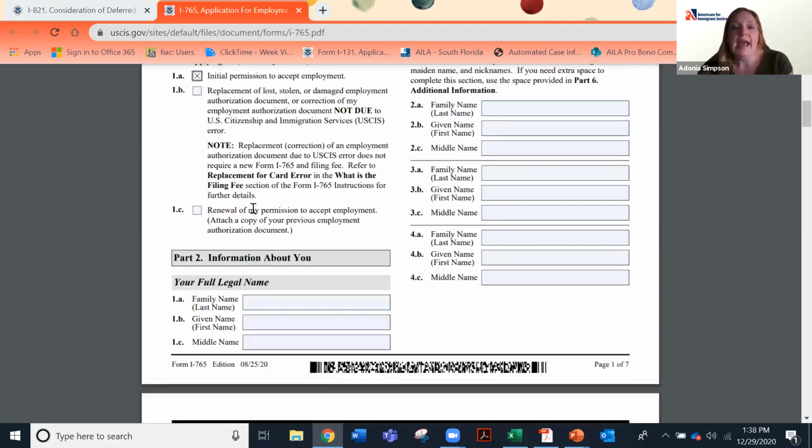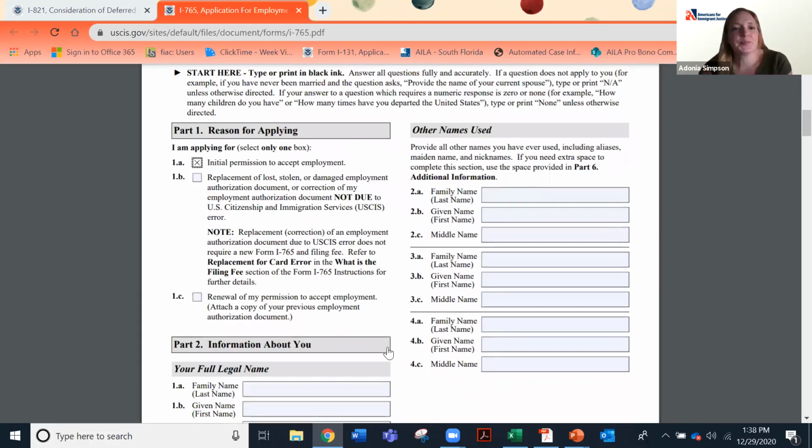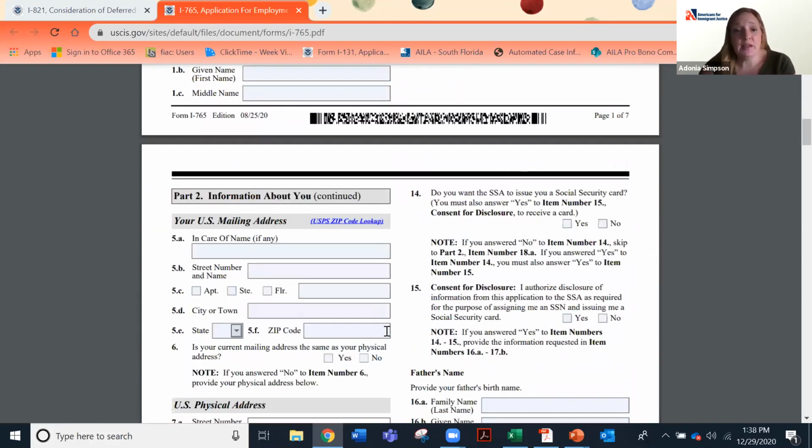employment. And again, just like your DACA application, you're going to put your full legal name, double check spelling, make sure that everything is correct. Again, if you've ever used any other name, you can put it in here. Again, U.S. mailing address, that's the address that you want your work authorization document sent to. I can't stress enough that this needs to be a safe address where you have no issues receiving mail. Work authorizations often come in a very distinctive envelope, so they are very important. So you want to ensure that you receive it.